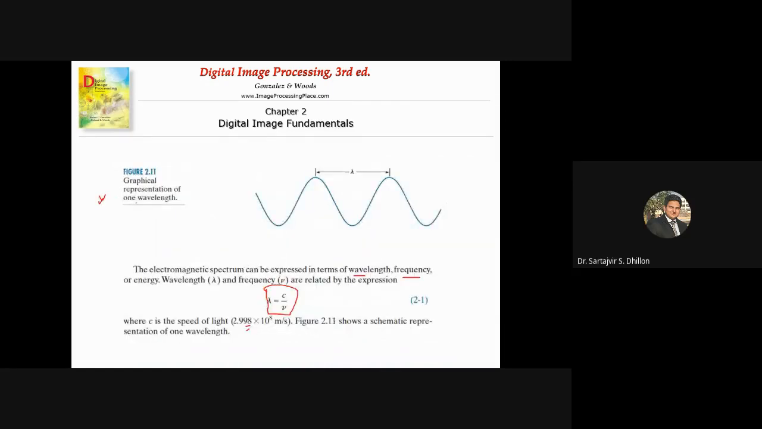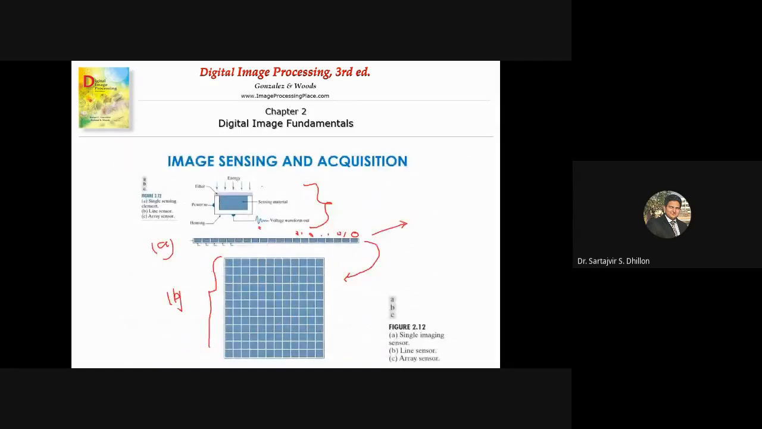There is a relationship between wavelength and frequency. That is a very general formula, and we don't need to go into details. Then we covered image sensing and the acquisition process. There is a filter which removes the undesirable noise, and then the sensing material converts the input energy into a voltage waveform.